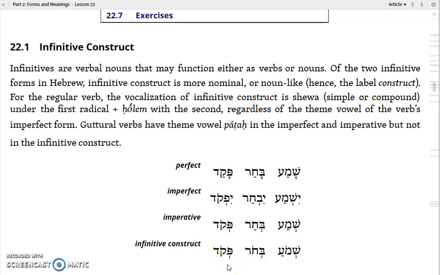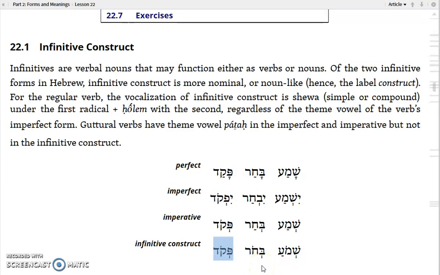The form of the infinitive construct is as follows, as you can see with the paradigm here at the bottom. You have the root, pakad, that means to appoint, and you put a shavah under the first consonant and a holum between the second and third consonant of the root. This happens to make it identical to the imperative form, and you can compare that with the imperfect and the perfect that we've already had as verbal forms.